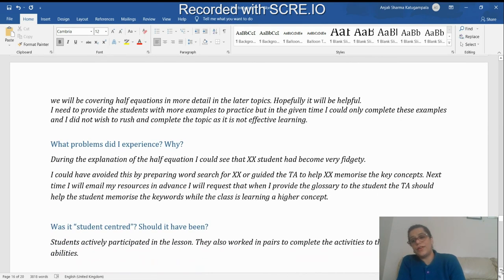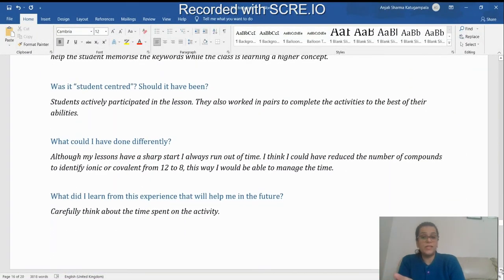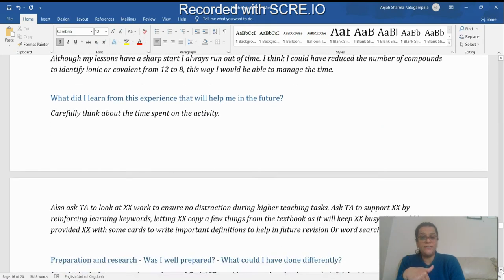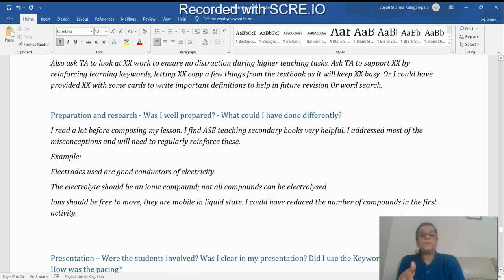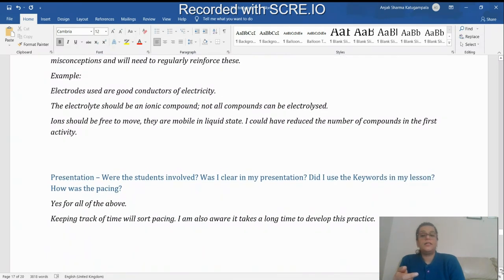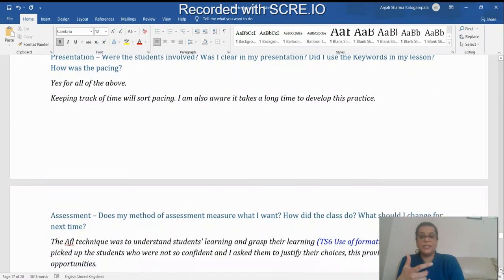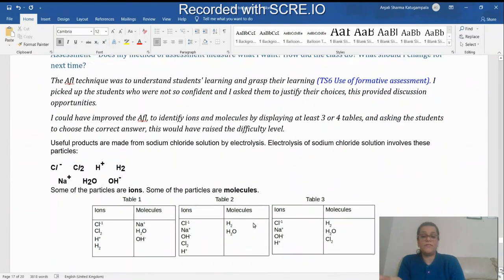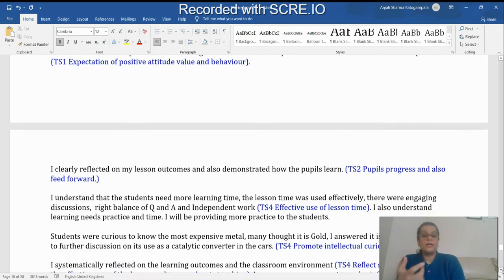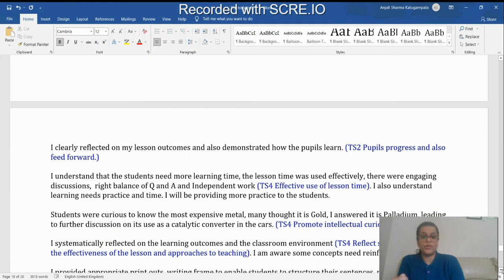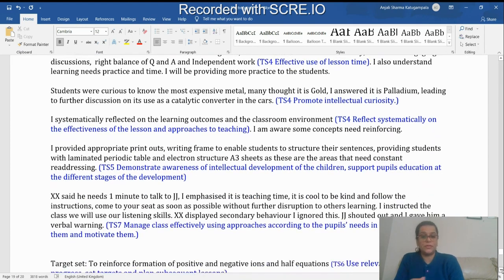More questions that you can write in your lesson reflections are: what problems did you experience and why? Was it a student centered lesson? How could you have done differently? Preparation and research: what kind of research did you do in making this lesson? Presentation: were the students involved? Was your presentation clear? Assessment: how could your assessment have been better? So now you are checking teaching standards again. In your reflection, you're making sure that teaching standards are constantly referred back to, so you have evidence.